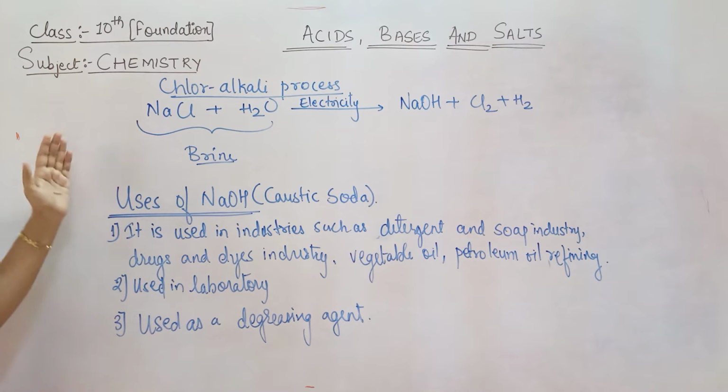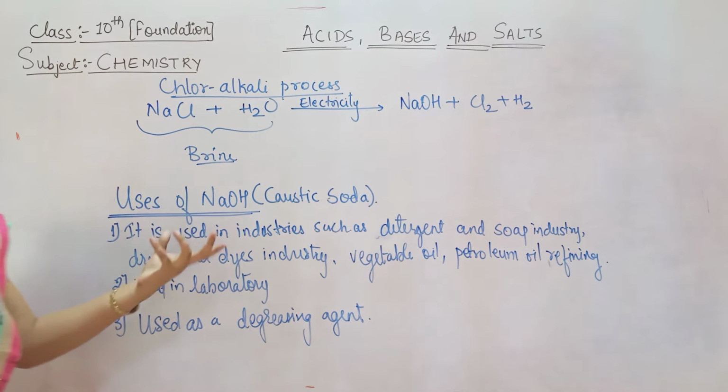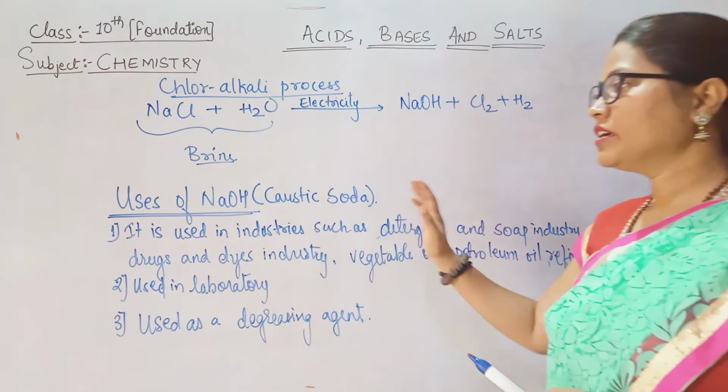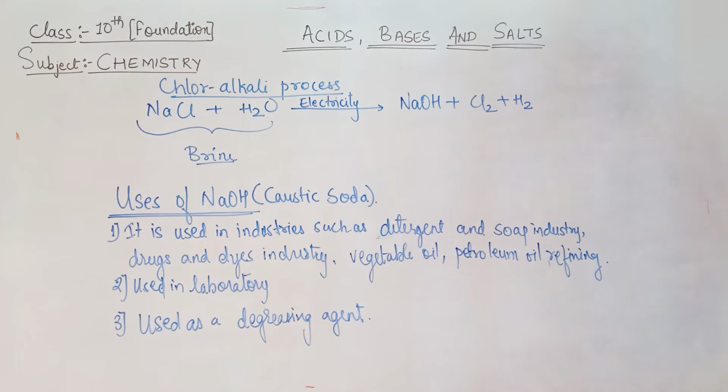So you have to make sure that you remember the uses of this because they are asked basically, where NaOH is used. So the first compound's uses we have seen. These are the uses of NaOH. Now let's move to the second compound of the reaction, that is Cl2.